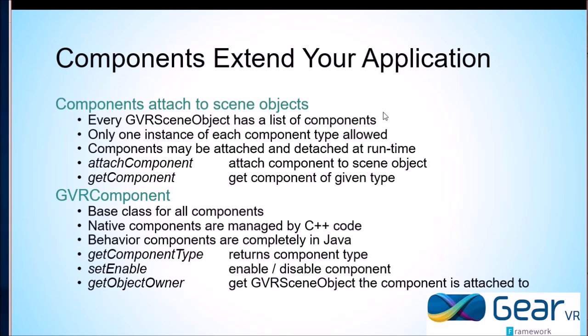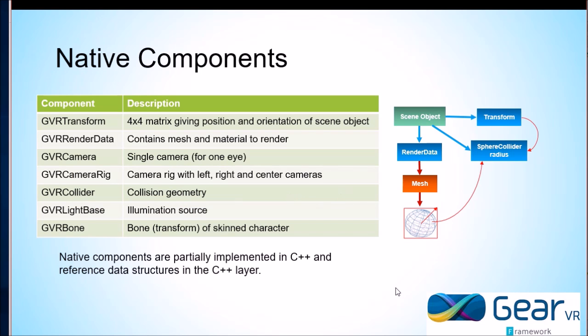Now, there's a couple of functions on components that are important. GetComponentType returns the type. This is how you know what kind of component you have, and this is how the scene object attachment determines whether you already have one of that type installed or not. Then setEnable allows you to disable or enable a component, and if it's disabled, that means it's in the scene, but it's actually not doing anything. And then getObjectOwner will get you the scene object that the component is attached to.